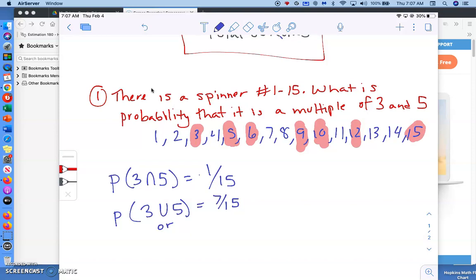And now what if I said that it is the probability of a multiple of, let's say I said a multiple of 16. And again, all of these I should have put multiple on, I apologize. But a multiple of 16, there aren't any, so it'd be 0 out of 15 or 0.